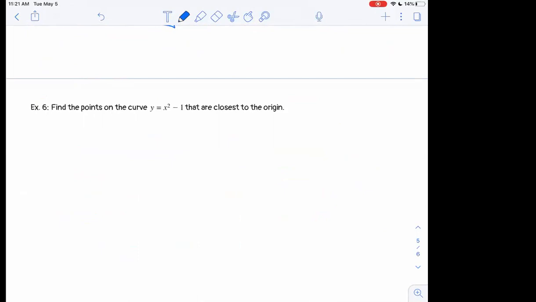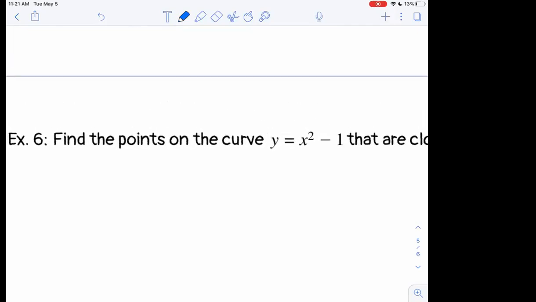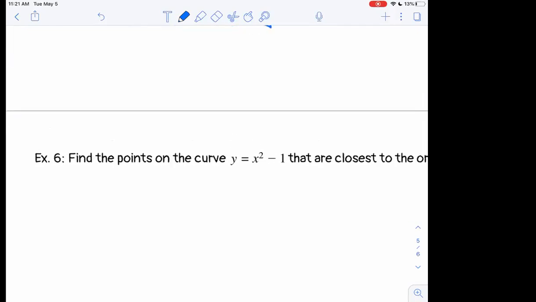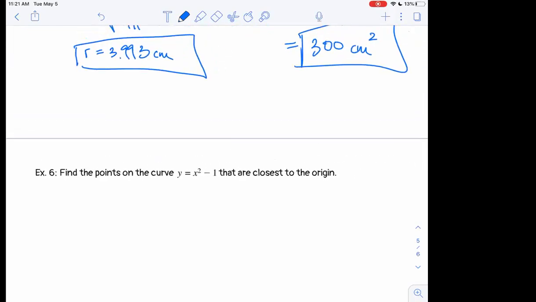All right. So let's take a look at setting this one up. So example 6 says, find the points on the curve y equals x squared minus 1 that are closest to the origin.